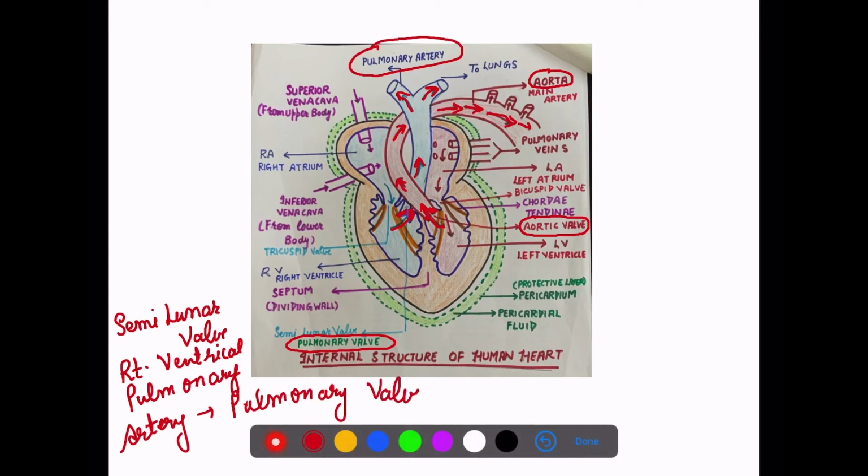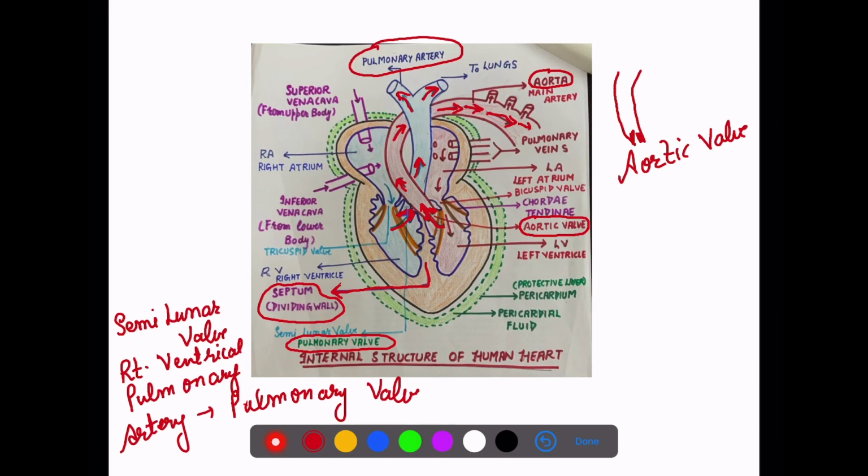Okay, and on your left side, aorta is carrying the blood. So here, if you are making the aorta like this, we have to make the valve like this. So this is known as your aortic valve. Clear? There is a dividing wall, which is dividing the right portion from the left portion, and this dividing wall is known as septum.